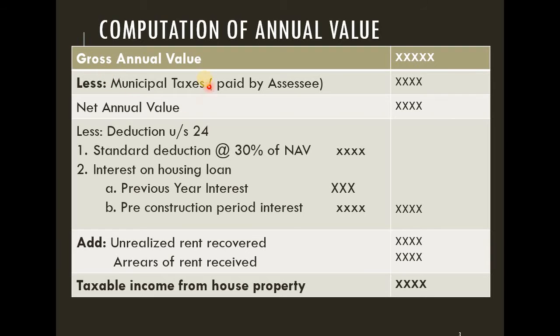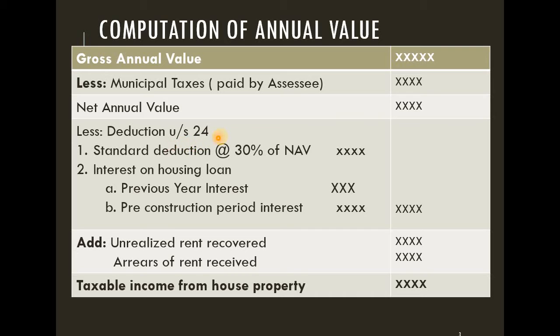Which municipal taxes? In the sense, there may be a possibility that the tenant also may pay the municipal taxes, and also there may be a possibility that the assessee also pays the municipal taxes. Since we are calculating the income from house property only of the assessee, you should take the municipal taxes paid by the assessee only, so that has to be deducted. Then you will arrive at the net annual value. So once you get the net annual value, then you can go for the deductions under section 24.